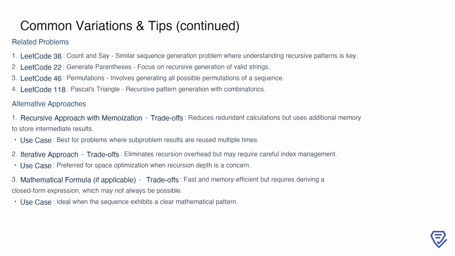In terms of alternative approaches, you have a few options. The recursive approach with memoization is great for reducing redundant calculations, though it does require additional memory to store intermediate results. This is particularly useful when subproblem results are reused multiple times. An iterative approach eliminates recursion overhead and is often preferred for optimizing space usage, though it may require more careful index management. Finally, if the sequence exhibits a clear mathematical pattern, deriving and using a formula can be the most efficient option. This approach is fast and memory efficient but relies on the existence of a closed-form expression, which may not always be feasible depending on the problem.